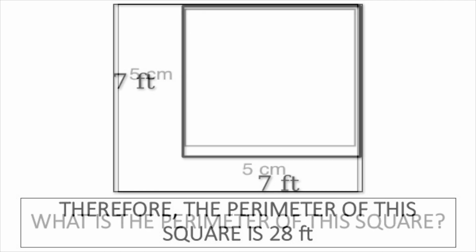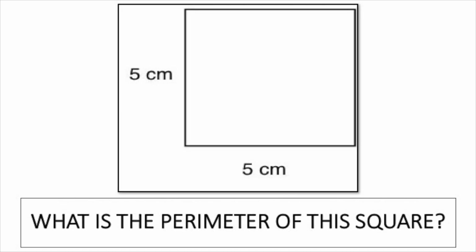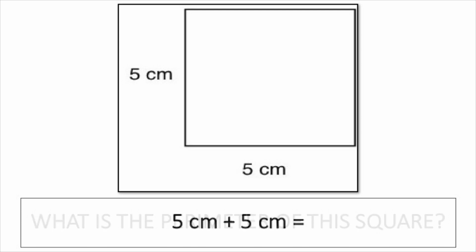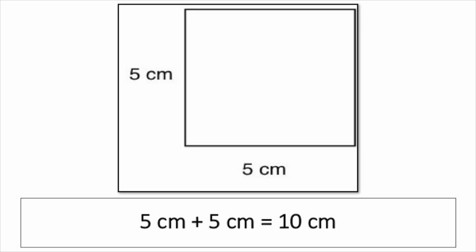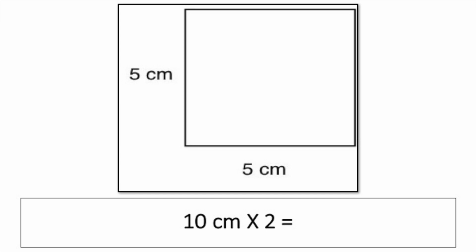Let's do one more together. What is the perimeter of this square? So we can go 5 centimeters plus 5 centimeters. Yes, 5 plus 5 equals, so what do we need to do now? 10 times 2 equals 20. So there we go again. We've got the perimeter of the square, 20 centimeters.